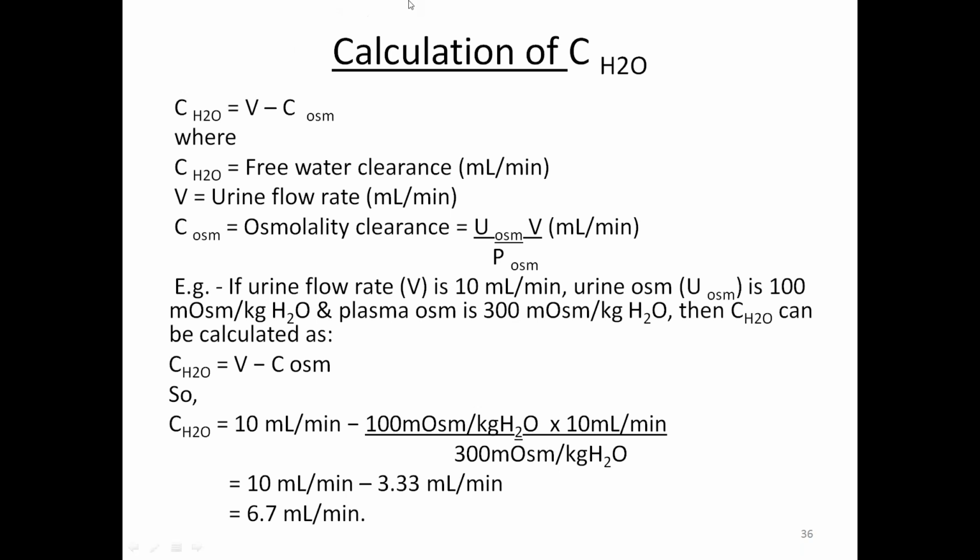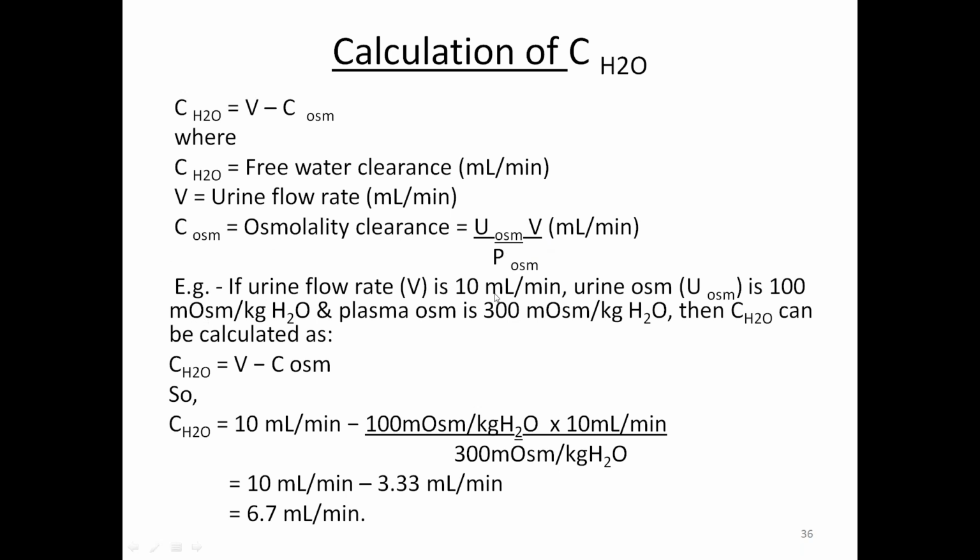So the clearance of free water is C H2O equals V minus C osm, where C H2O is free water clearance, V is urine flow rate, and C osm is the osmolar clearance. Again the same formula, U into V upon P. So let's take an example here to understand this.